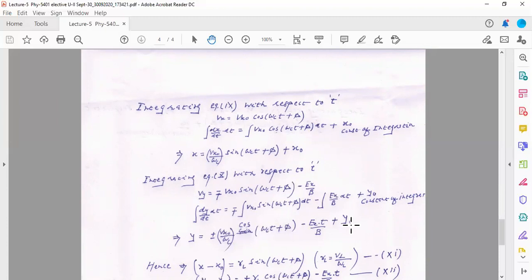So I can rewrite this expression here. This is nothing but x minus x0. So you can see this x minus x0 equation I can write down here, and you see this is very important.